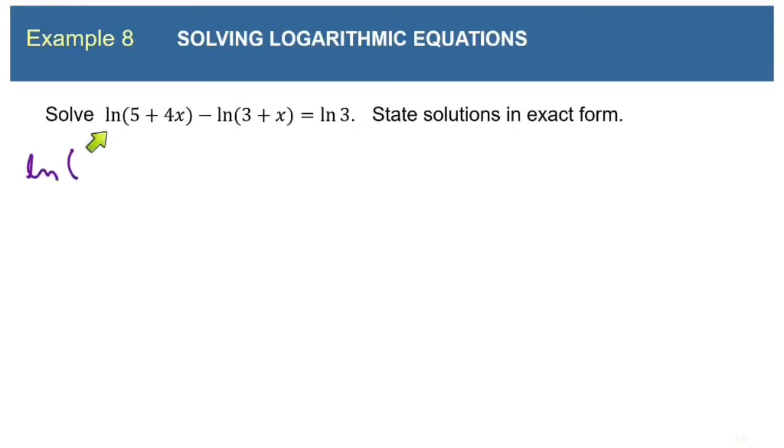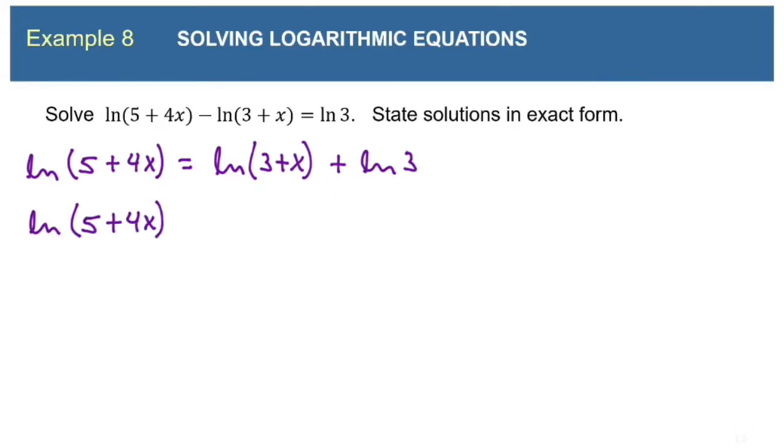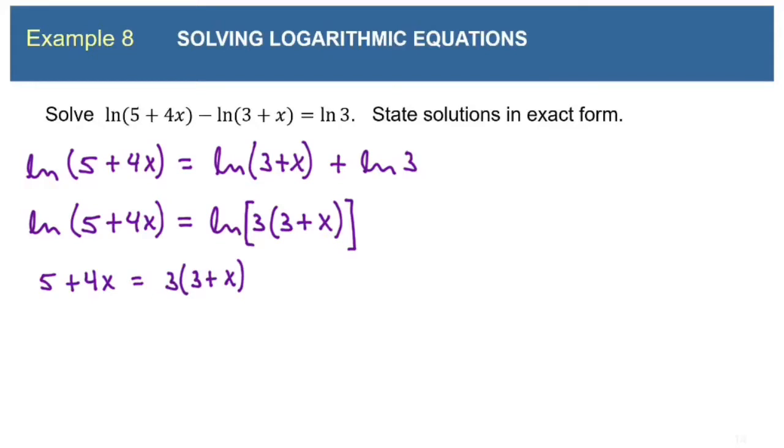So that would give us natural log of 5 plus 4x equals natural log of 3 plus x, which is positive now that we moved it to the right side of the equation, plus natural log of 3. Now we can use our product rule for logs over here and combine these two into one term. So we'll have natural log of 5 plus 4x equals natural log of 3 times 3 plus x. Now, if natural log of this equals natural log of that, then this and that must be the same. So now we say 5 plus 4x equals 3 times 3 plus x.